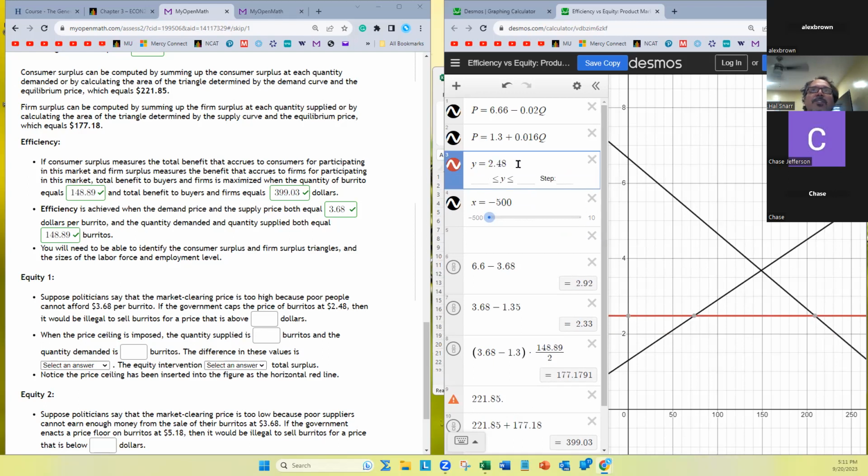So I set Y here with equation 3, the red, Y equal 2.48, because that's my price cap. The government caps the price of burritos at $2.48, right? So that's why I changed that to 2.48. And notice this red line is below the intersection, right? It would be illegal to sell burritos for a price that is above this.